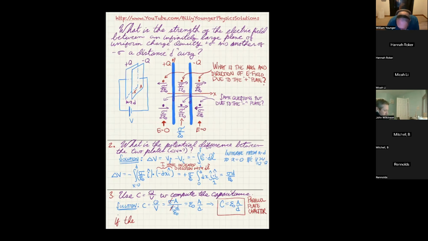I will tell you that if the space is filled with a dielectric, then we get the following result, which is C is the dielectric constant times epsilon 0 times A over D, or sometimes we absorb the K into the epsilon 0 and we make a new value called just plain epsilon A over D. Both of those are completely correct and acceptable.